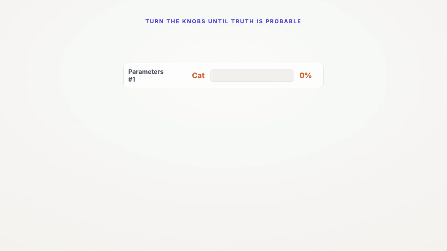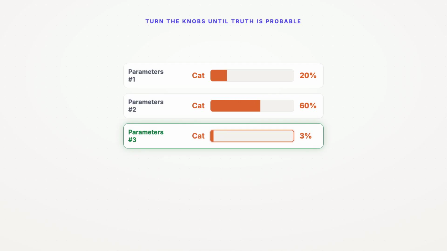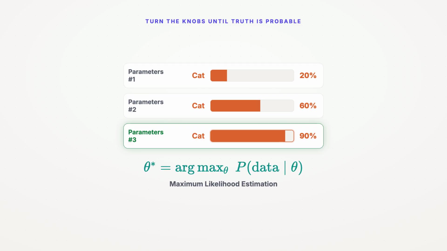So if likelihood tells us how well a model explains reality, then training becomes obvious. We just tune the model until reality becomes as probable as possible. A model has thousands or even billions of internal knobs called parameters. We turn those knobs and watch the probability of the correct answer. One setting gives cat 20%. A better setting gives 60. The best gives 90. We keep the setting that makes the correct answers most probable. That idea has a name: maximum likelihood estimation. In plain words, change the model until the truth looks likely.